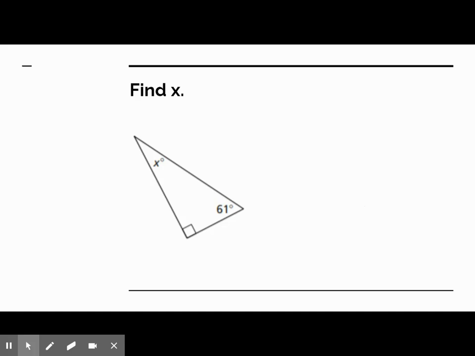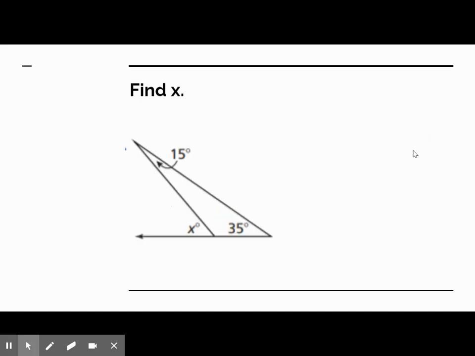I'm trying to make these first ones pretty easy. I had it simpler. Really? Yep. That is correct. 29. Oh, I see that on number 5. I didn't even realize it. You would just do 90 minus 61, or you could do 90 plus 61 minus 180, or subtract that from 180. Find X. You have actually had this problem before.